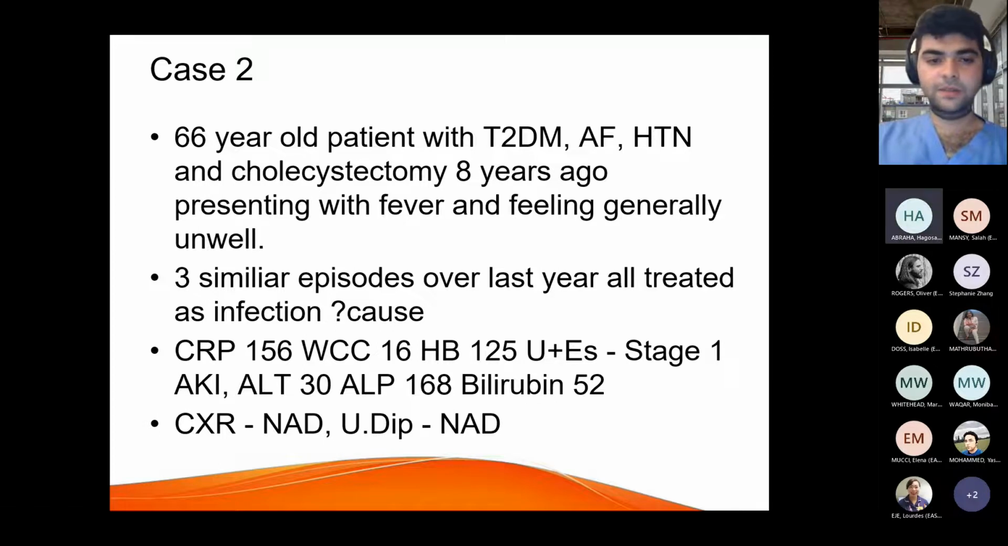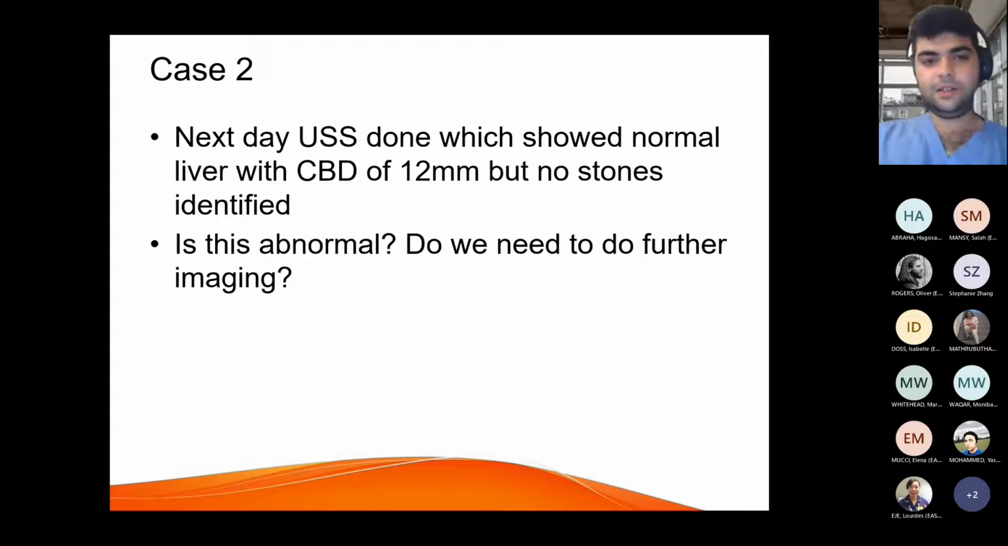infection query-cause. You do your regular investigations for someone with sepsis, and you find that their CRP and white cells are elevated. They have an AKI, and you note that the ALP is raised and the bilirubin is raised as well. The chest X-ray is normal, the urine dipstick is normal. How would you approach someone like this? They've already had their gallbladder removed, so why is their bilirubin high? Why is the ALP high?